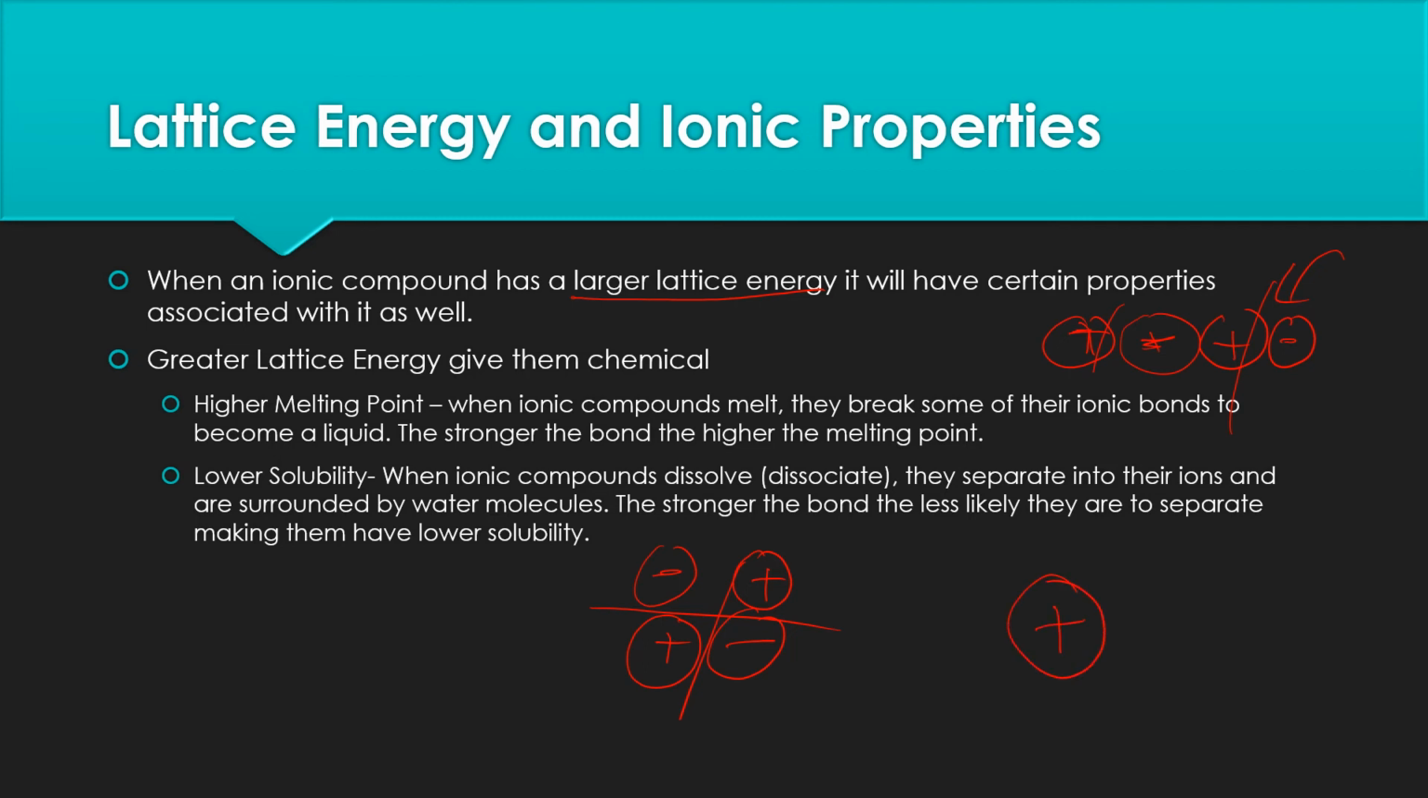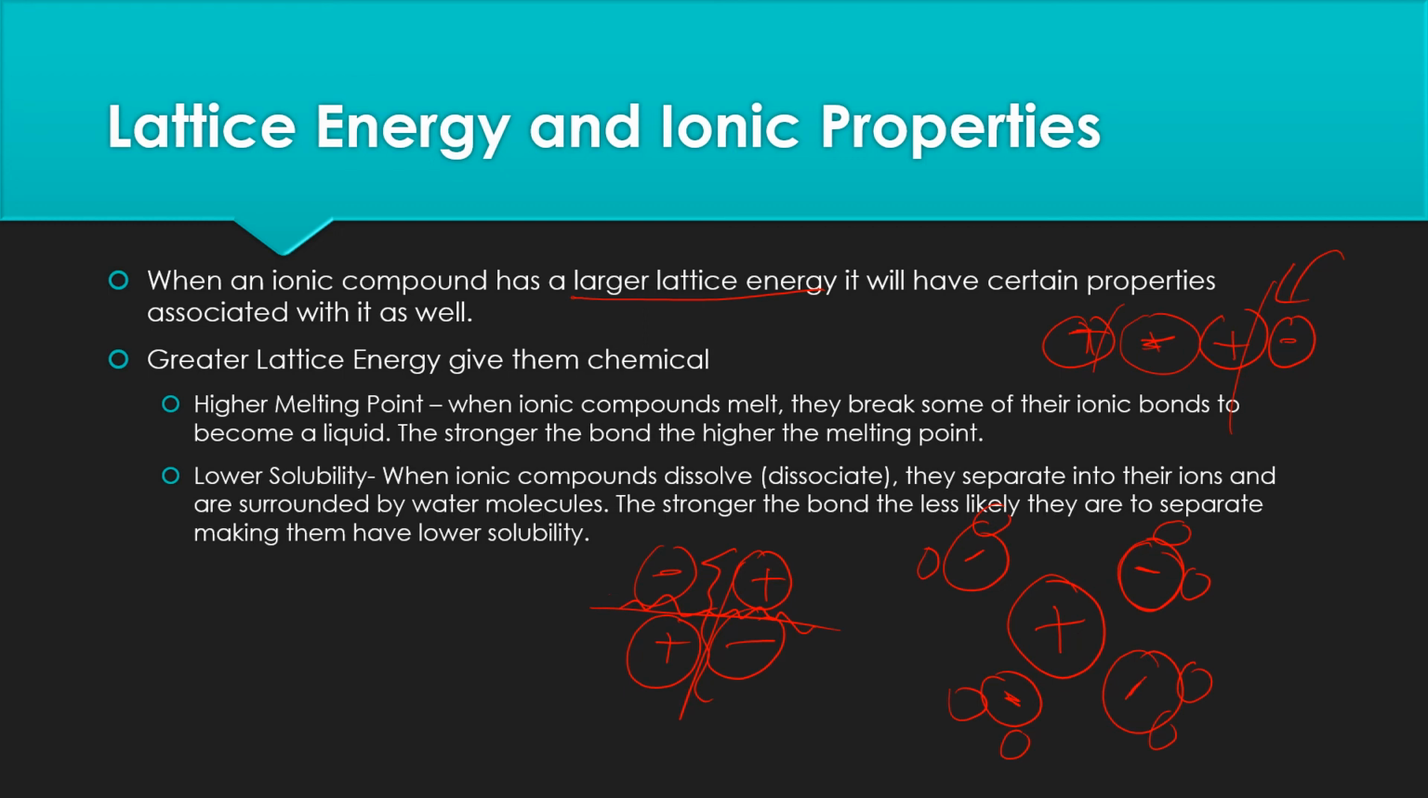Our positive ions get surrounded by water, and the negative oxygen on the water attracts to them. We get our little Mickey Mouse waters. And so they get surrounded by these water molecules, and the water kind of works its way between all the ions to separate them. So the stronger the bond between these ions to start with, the less likely they're able to separate. So they would have lower solubility.